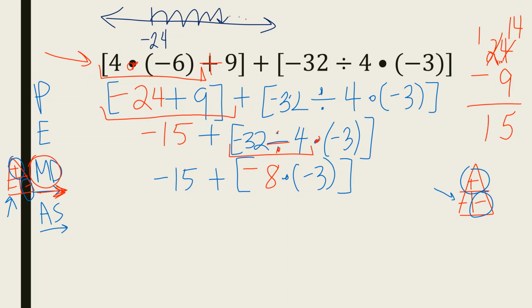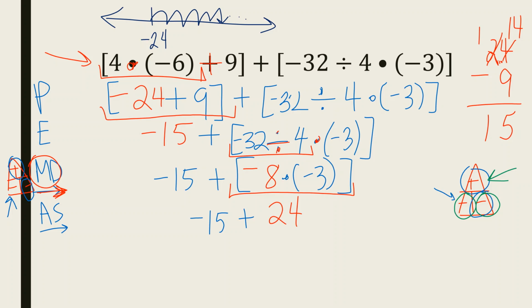Now let's finish our second group. Negative 8 times negative 3. Let's utilize the triangle. Negative times a negative is a positive. So we have our product to be a positive 24, and bring everything down.